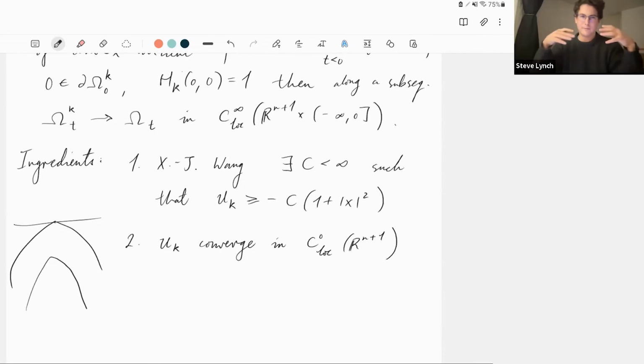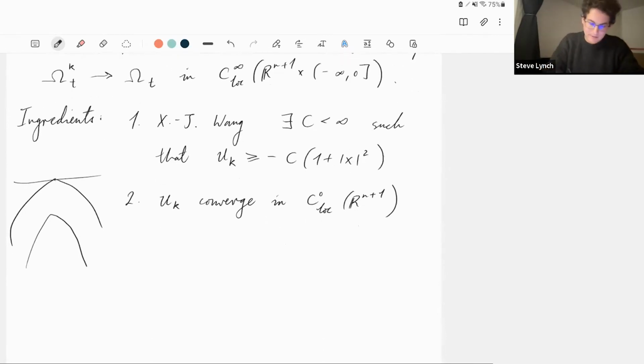But once you have the C0 convergence of the arrival times, then if you look at the level sets, these are solutions of mean curvature flow. So using parabolic regularity, you can upgrade this to smooth convergence of the solutions.